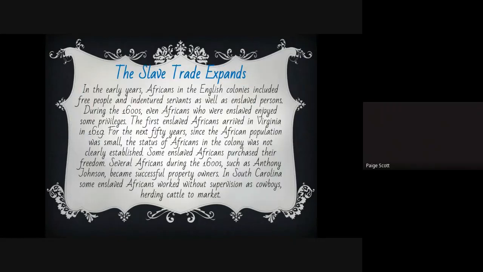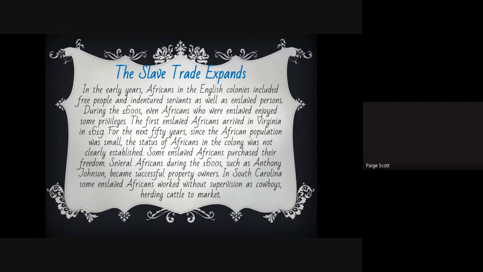So the slave trade expands. In the early years, Africans in the English colonies included free people and indentured servants as well as enslaved persons. During the 1600s, even Africans who were enslaved enjoyed some privileges. The first enslaved Africans arrived in Virginia in 1619.